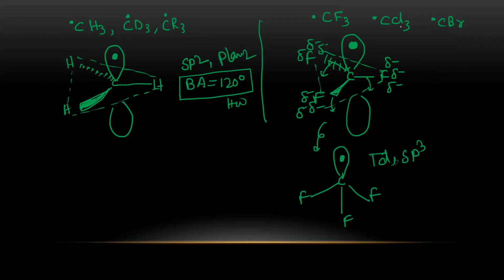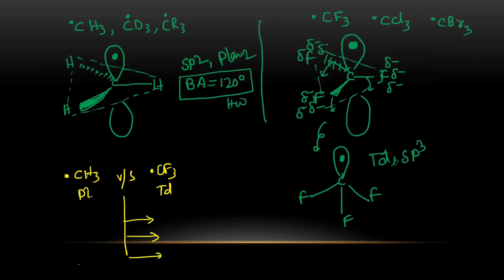This will be a similar kind of case for CCl3 dot or CBr3 dot, all will be the same, right? But there are different explanations also. There can be three explanations why CF3 is tetrahedral but CH3 is planar. CH3 dot is planar, versus CF3 dot, which is tetrahedral. It can be explained in three ways. Different authors explain in different ways. The first one can be explained through VSEPR theory.